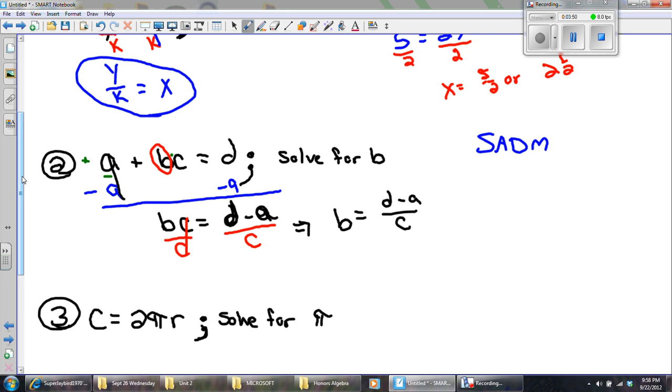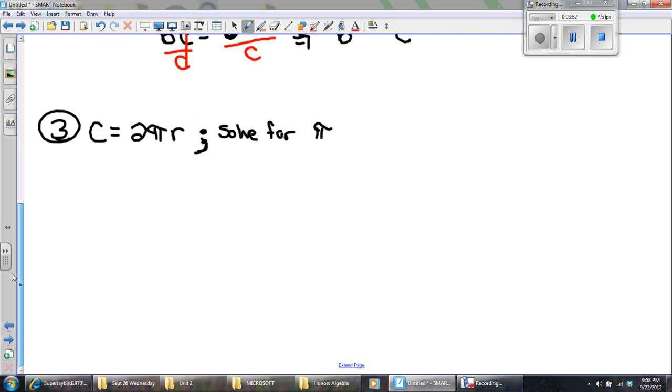Now, some of you are wondering why. Why are we doing this? Well, there are many famous formulas which require you to solve for a variable. One of the most famous is E equals mc squared. Okay, that's Einstein's theory of relativity. Energy equals mass times the speed of light squared. C is the speed of light, and light is very, very fast.